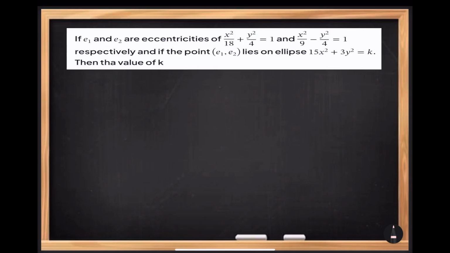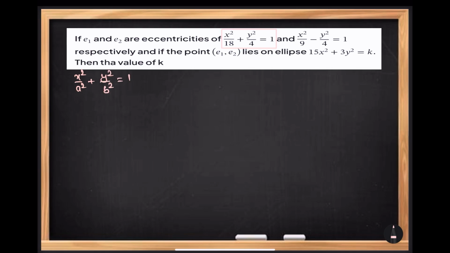Okay, so we got this situation. If E1 and E2 are the eccentricities of this and this. Now look at this. This time they are not labeling the name. So you can conclude that this is what? This is an ellipse. Do you remember x square by a square plus y square by b square equals to 1?